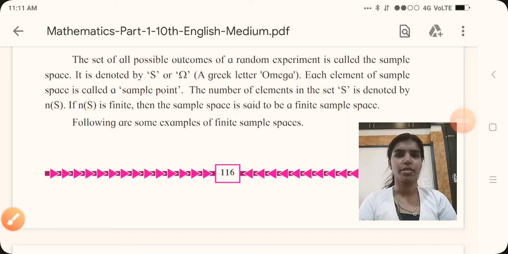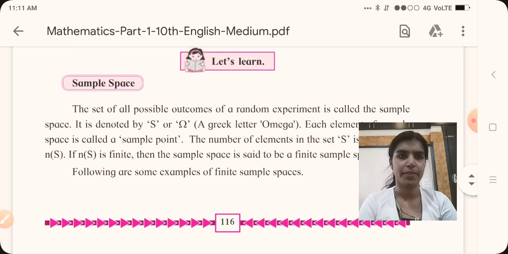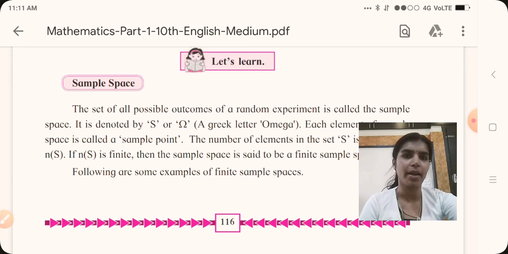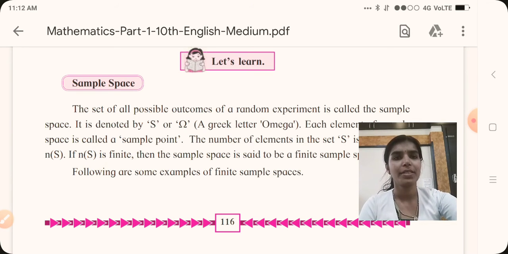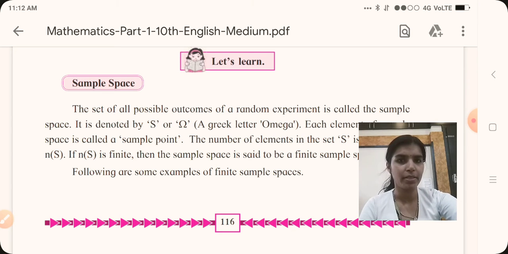Hello students, today I want to teach you about sample space in our probability lesson. In the previous video I told you what is meant by random experiment and outcomes. Sample space is related to these two terms, random experiment and outcomes. The set of all possible outcomes of a random experiment is called the sample space.